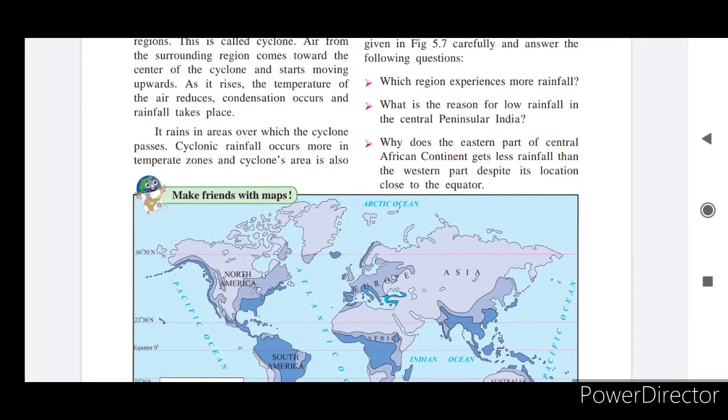Now see, what is the reason for low rainfall in central peninsular India? In our central peninsular India, there are mountain ranges like the Satpura, the Western Ghats and the Eastern Ghats. Due to that, they create an obstacle, and due to that there is very little rainfall in that region.